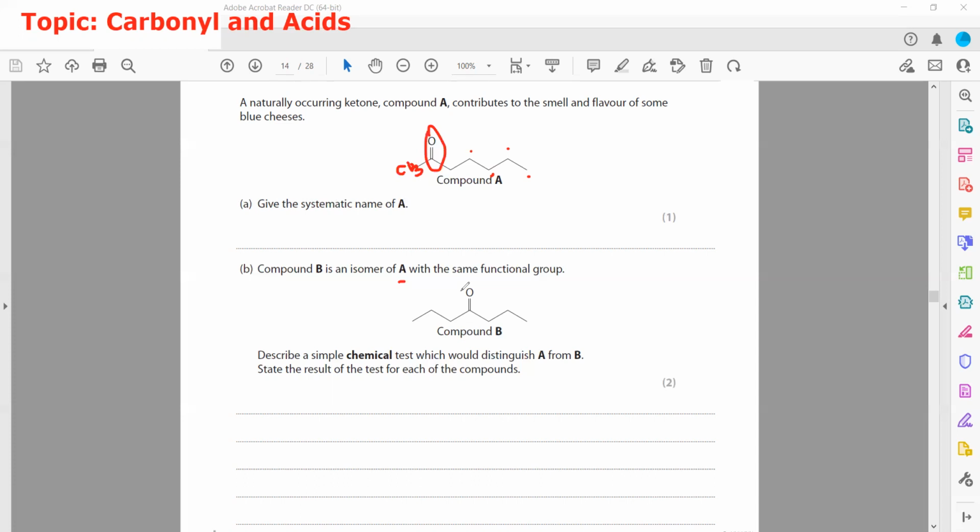To identify a methyl group attached to a carbonyl group, we can warm the compound with iodine and sodium hydroxide. As a result, we will observe a yellow precipitate. With A, it will give a yellow precipitate. With B, there will be no change.